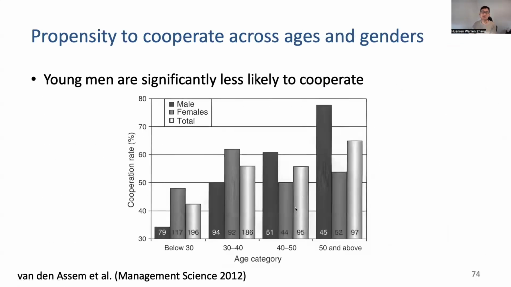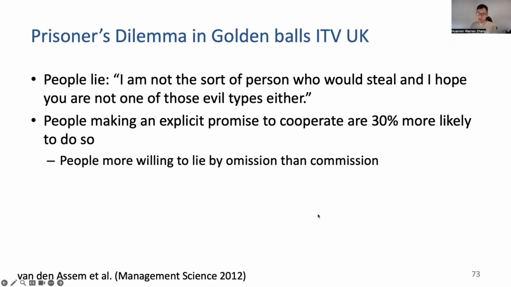Some observations about this behavior on the game show: we observe that people lie. If you look at their communication before they decide on their decision, they will say things like, "I'm not the sort of person who would steal, and I hope you are not one of those evil types either." This is actually one statement coming from the one who actually stole the prize.